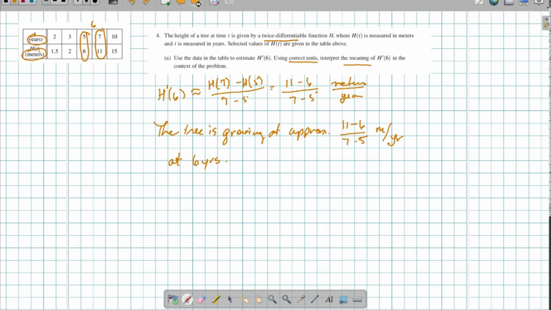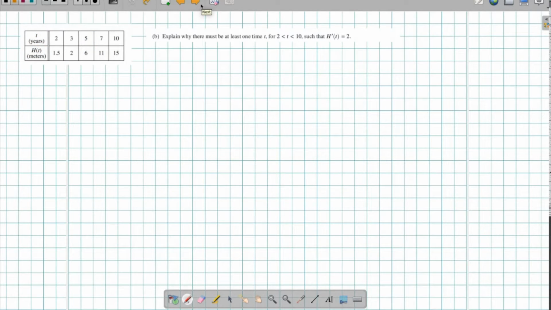On to part B. Part B says, explain why there must be at least one time t for 2 less than t less than 10, such that h prime of t is equal to 2. And one of the important parts here is the fact that they told us that h is twice differentiable, which means that h prime is differentiable, which also tells me that h prime is continuous. And this is going to be important because I'm going to be using the intermediate value theorem.